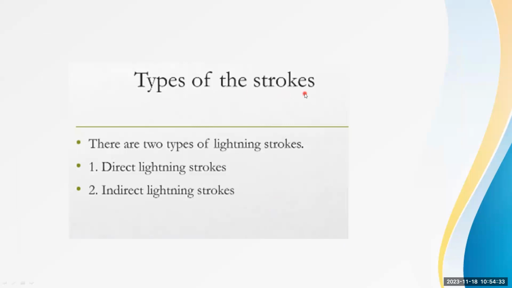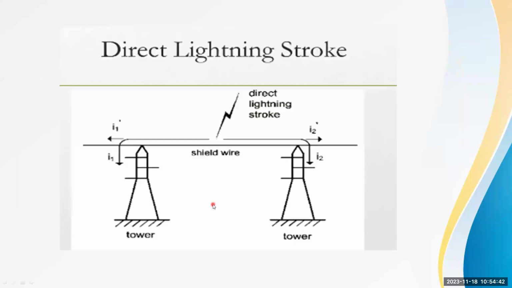The next types of strokes are direct lightning strokes and indirect lightning strokes. There are two types of lightning strokes. The first one is called direct lightning strokes, and the second one indirect lightning strokes. A direct lightning stroke is present on the top of the transmission line, that is the shield wire. This is the transmission line and this is the cloud, and the lightning takes place from the cloud to this transmission line. This is called a direct lightning stroke.